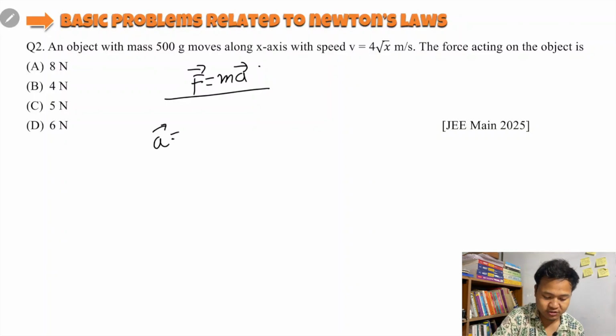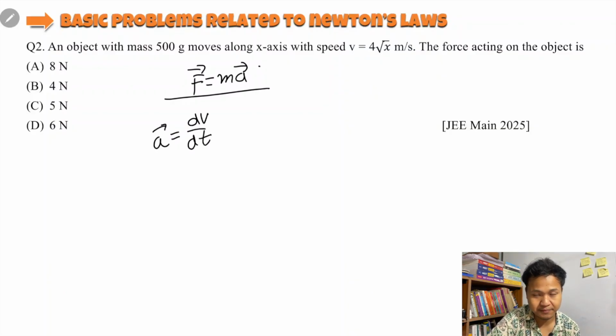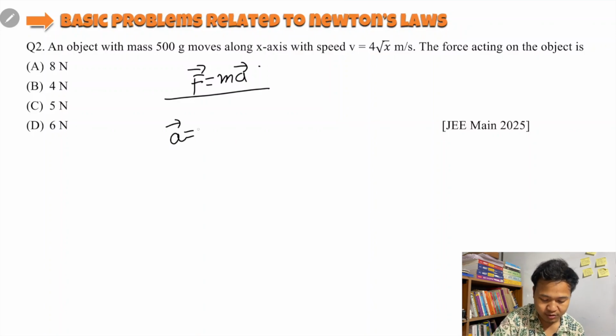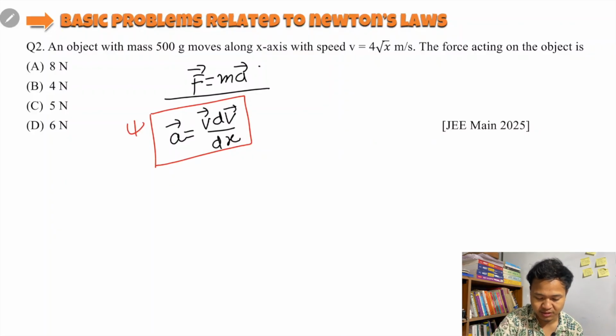So we know that acceleration equals dv by dt. See, there is one formula between acceleration and velocity and x: a equals v dv by dx. So just simply remember this formula. V dv by dx is also acceleration. So here I'm going to use this one.